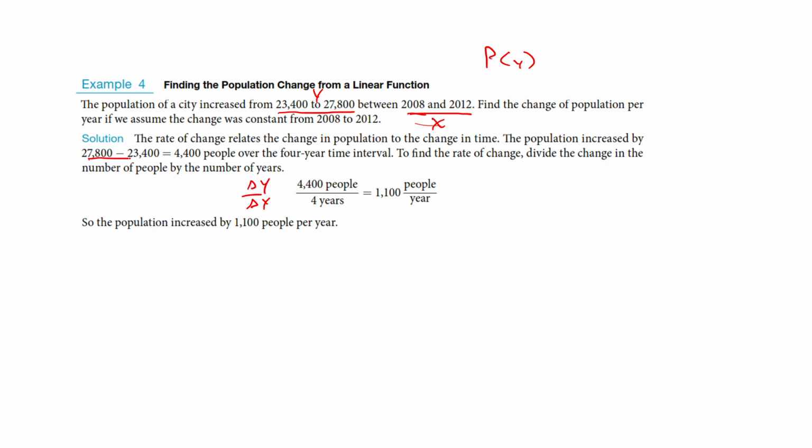They've done this kind of in pieces here, but here's the change in the y's, and the change in years is 4 years. So they did the slope formula. That's all they did. Change in y's over the change in x's, and they reduced it down. So population is changing by about 1,100 per year.